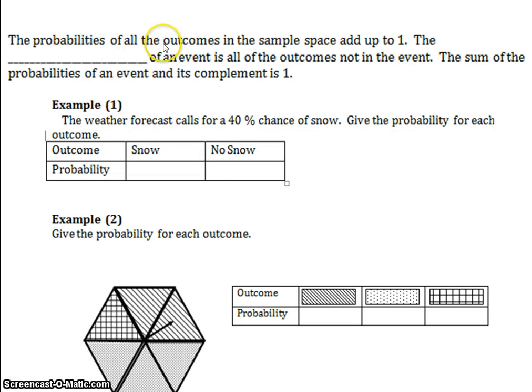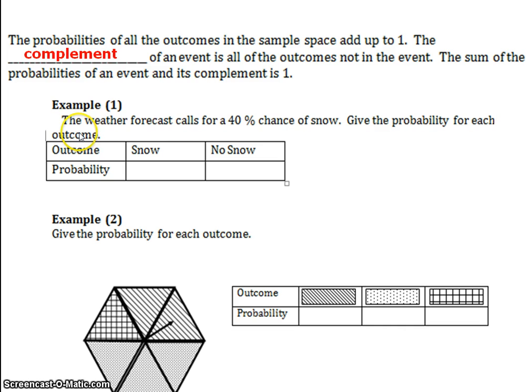The probabilities of all outcomes in the sample space add up to 1. The complement of an event is all the outcomes not in the event. The sum of the probabilities of an event and its complement is 1. That will be explained a little bit more down in here.